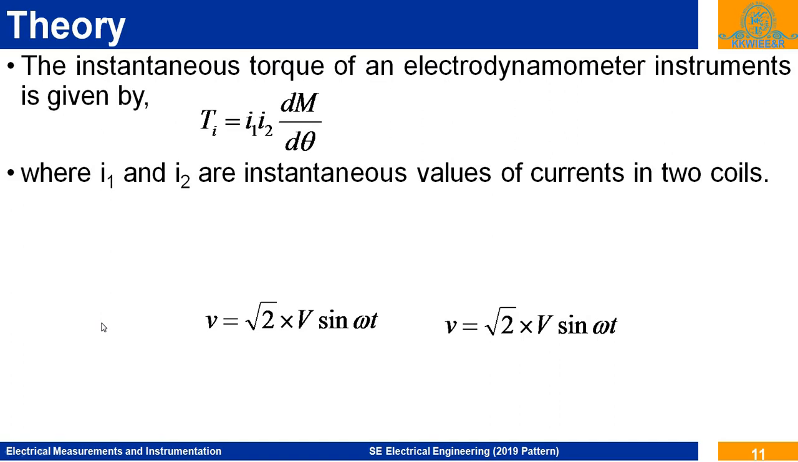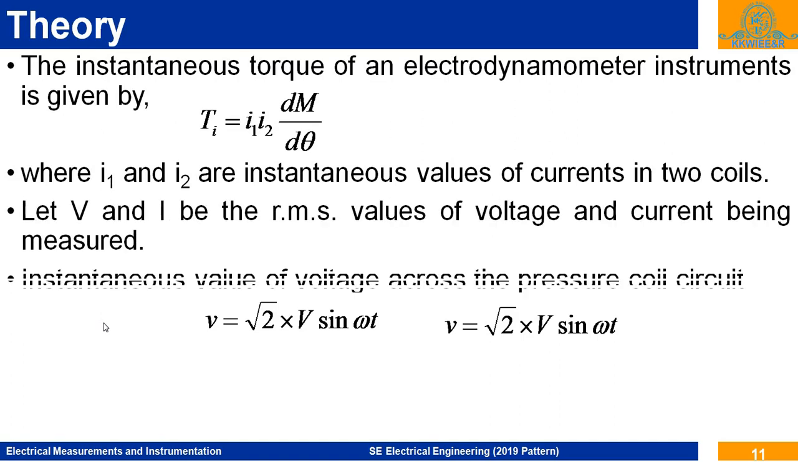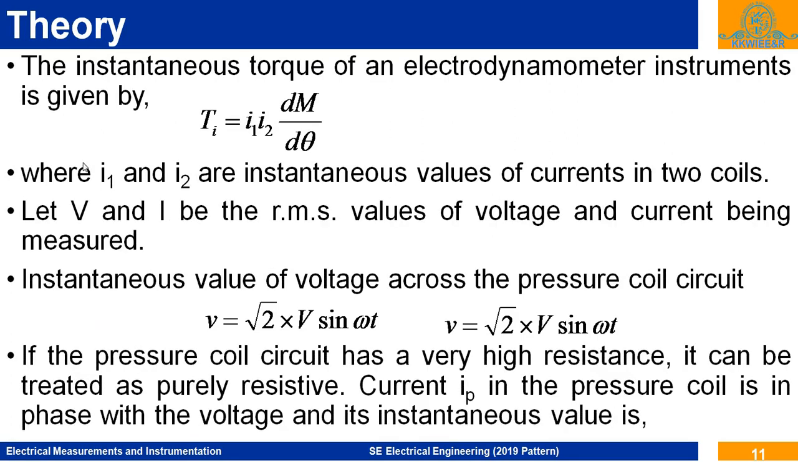Now we'll start with the theory of the wattmeter, how it measures power. For that, we go through this derivation. The instantaneous torque on the electrodynamometer instrument is given by Ti, the instantaneous torque, which is equal to I1 I2 dM/dθ.